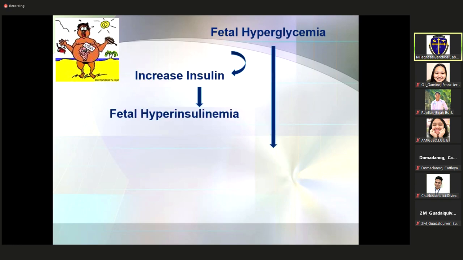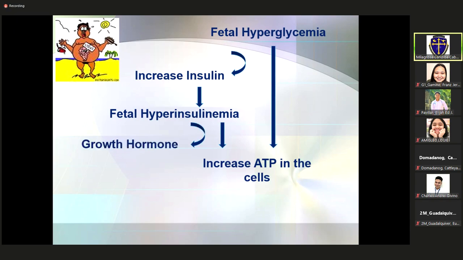So, fetal hyperglycemia would increase, no? All of which, increase insulin, fetal hyperinsulinemia would increase ATP in the cells. Energy, di ba? Adenosine triphosphate in the cells are energy cells. All right? So, this would contribute to growth hormone. Alright? Yung fetal hyperinsulinemia natin, guys, would increase the size of the baby, no? Ang growth hormone. So, this can lead to macrosomia.